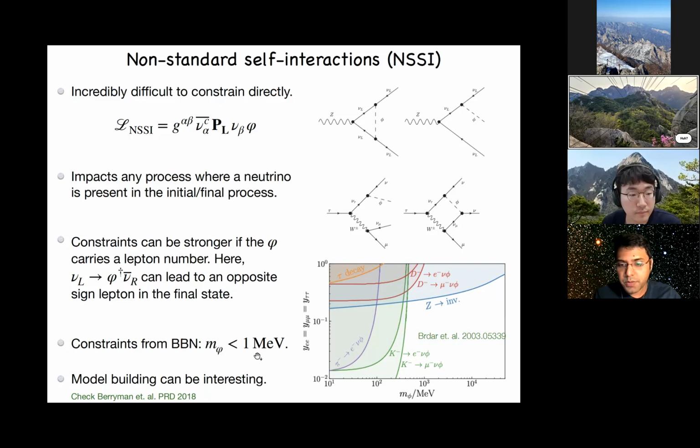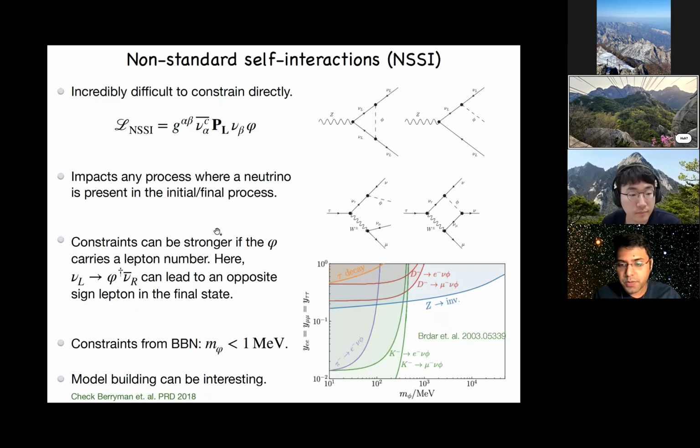From a BBN perspective, you would expect the mass of the phi to be less than an MeV, or to be greater than an MeV or so. Anything less than tens of MeVs would be ruled out. So basically, you have this immense white area in the parameter space where you can lie, and you would be safe from all these bounds.